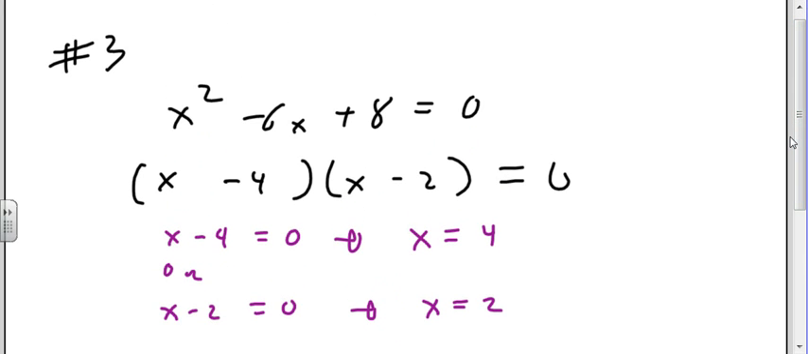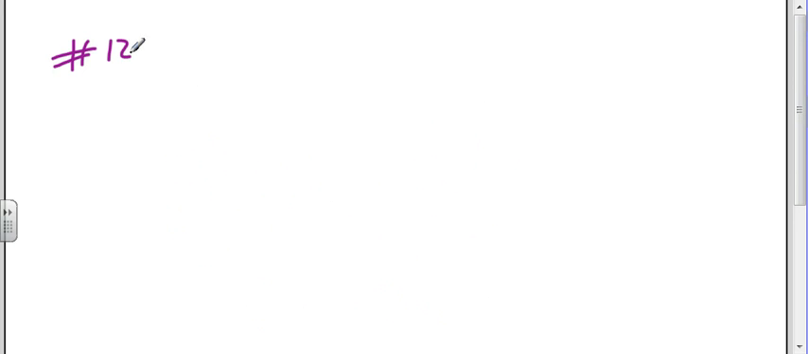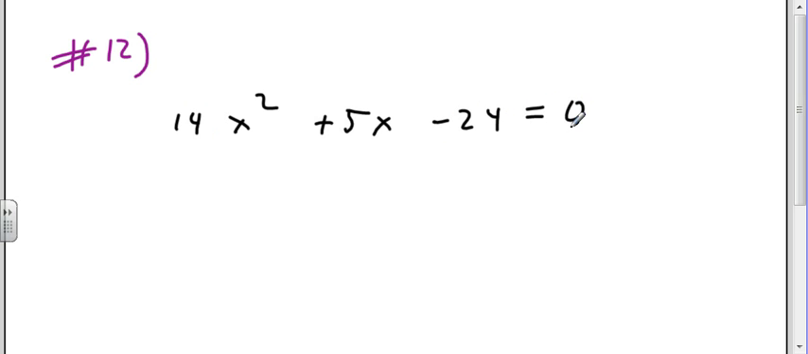Well, that was reasonably okay. We'll move down to 12 next. I've got 14x squared plus 5x minus 24 is 0. I don't write down what's in the book; I write down the equation in a way that I can handle it. And then I say, well, let's see. This is by factoring, so this is obviously going to factor somehow.